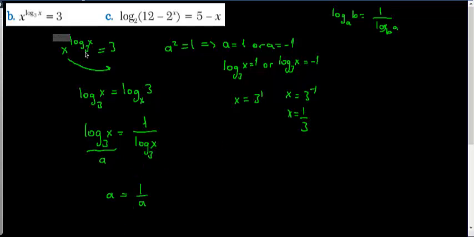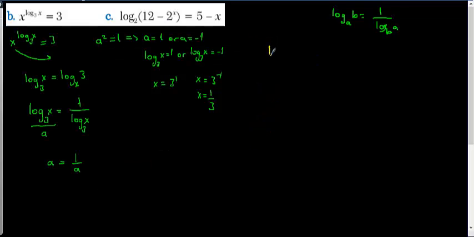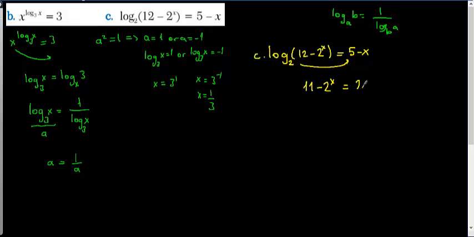Here, if I rewrite this expression, logarithm base 2 of 12 minus 2 to the power of x is equal to 5 minus x. The 2 is the base of the logarithmic expression, that's why it's going to be 12 minus 2 to the power of x is equal to 2 to the power of 5 minus x. And it's 12, not 11, sorry.